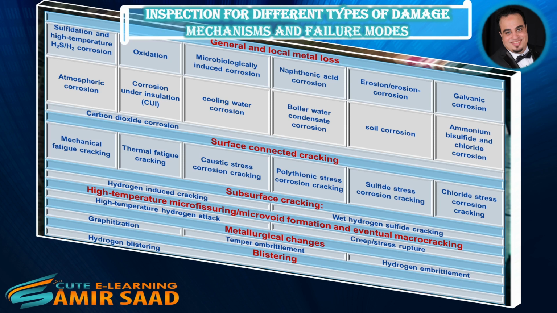surface-connected cracking, mechanical fatigue cracking, thermal fatigue cracking, caustic stress corrosion cracking, polythionic stress corrosion cracking, sulfide stress corrosion cracking, chloride stress corrosion cracking, subsurface cracking, hydrogen-induced cracking, wet hydrogen sulfide cracking, high-temperature microfissuring, microvoid formation, and eventual macrocracking, high-temperature hydrogen attack, creep, stress rupture, metallurgical changes, graphitization, temper embrittlement, hydrogen embrittlement, blistering, hydrogen blistering.